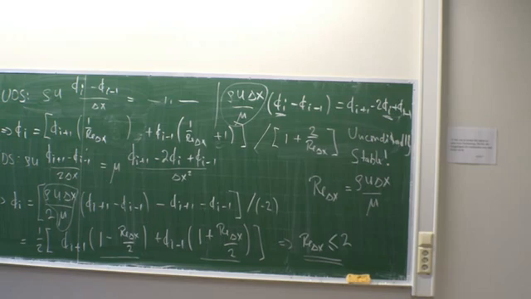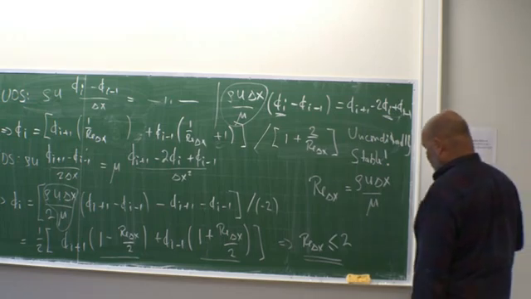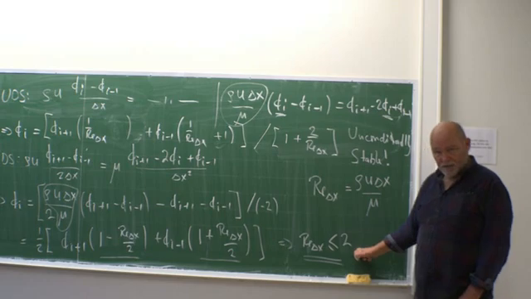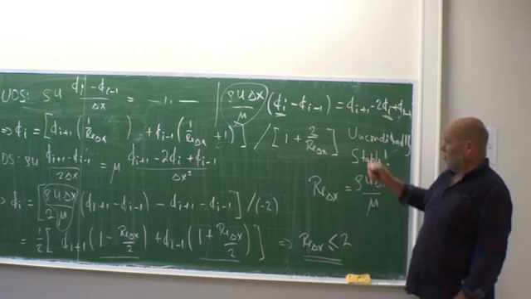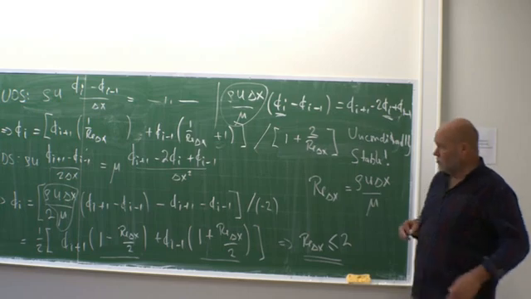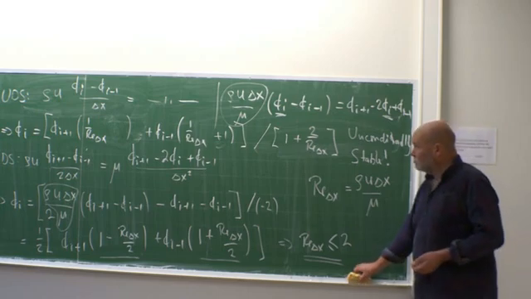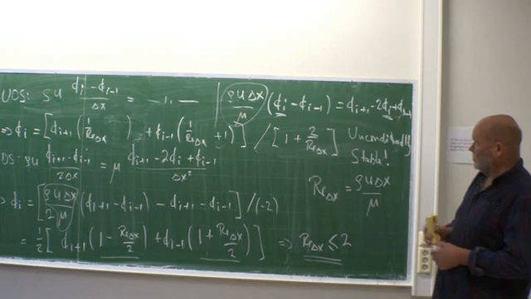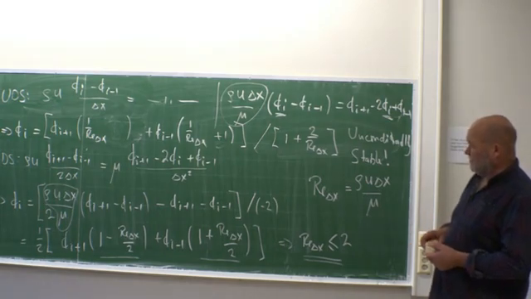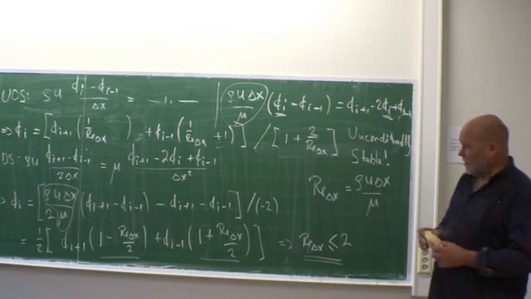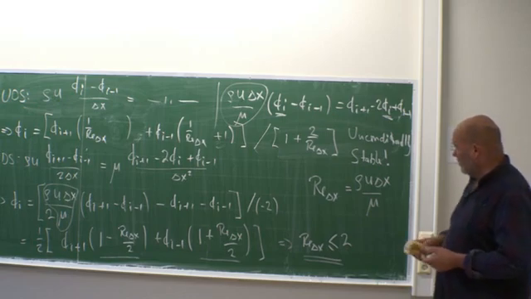You can do whatever you want. It will not crash. The central scheme crashes easily. Upwind scheme never crashed. Ooh, beautiful. We like that. But let's have a look at the price we pay here.